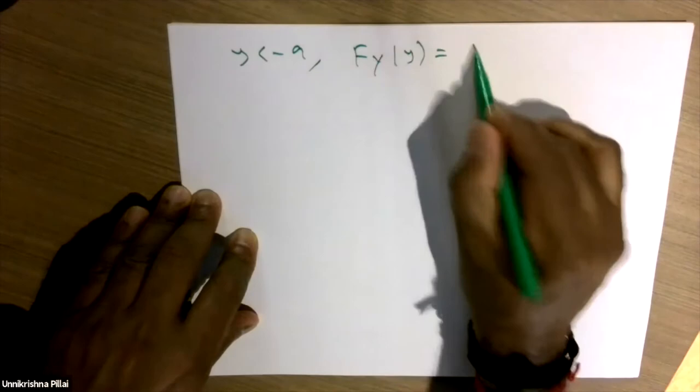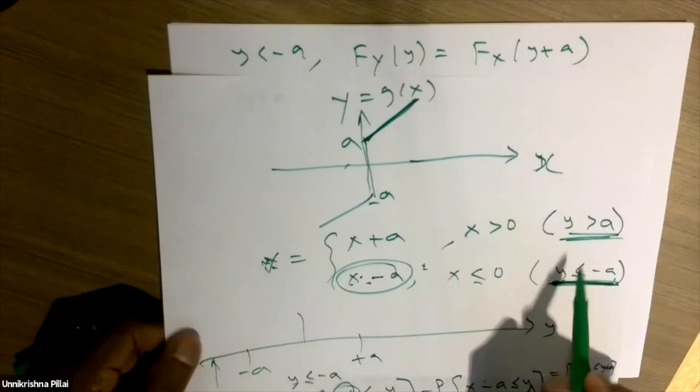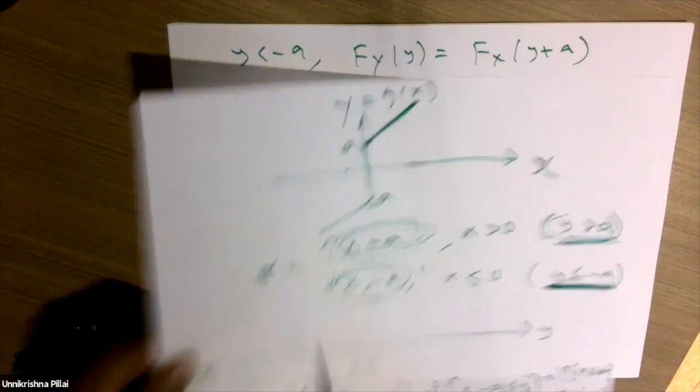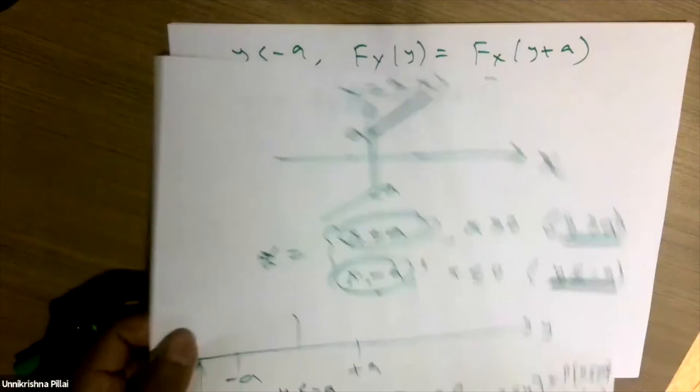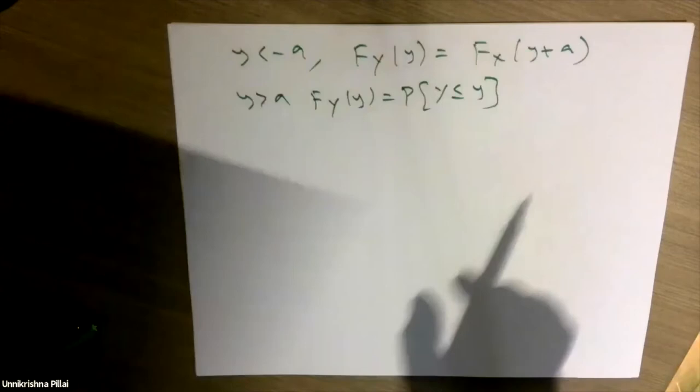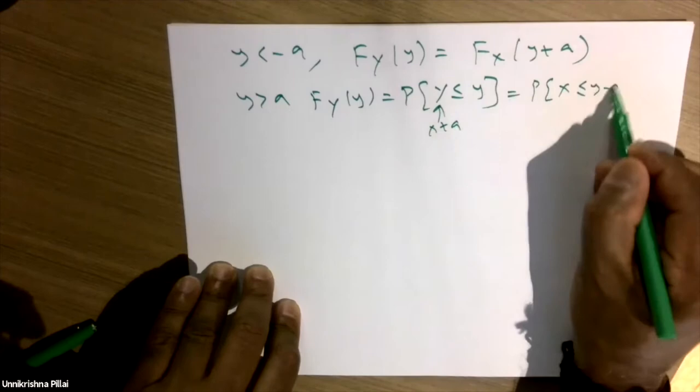So for y less than minus a, I found F_Y(y) to be F_X(y plus a). Now let's do it for y greater than a. Why am I skipping the part in between? Because this part is very clear, and then we will see how to handle the rest. So when y is greater than a, I can use this relation. F_Y(y), which is the probability of Y less than or equal to y. But look at Y, the relation is X plus a. Then you take the a to the other side, so X less than or equal to y minus a. But that is by definition F_X(y minus a).